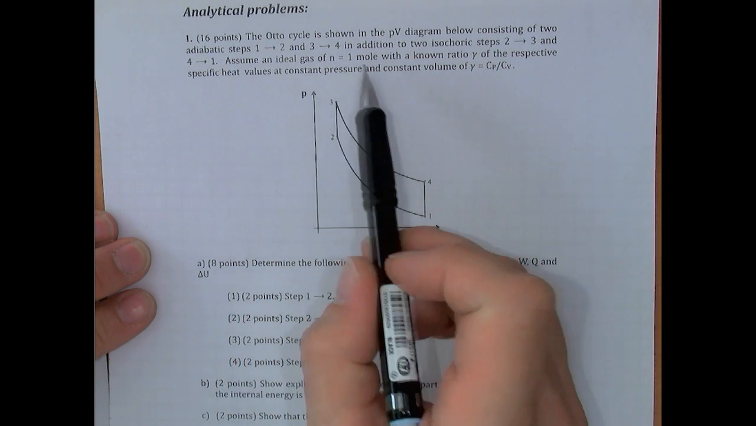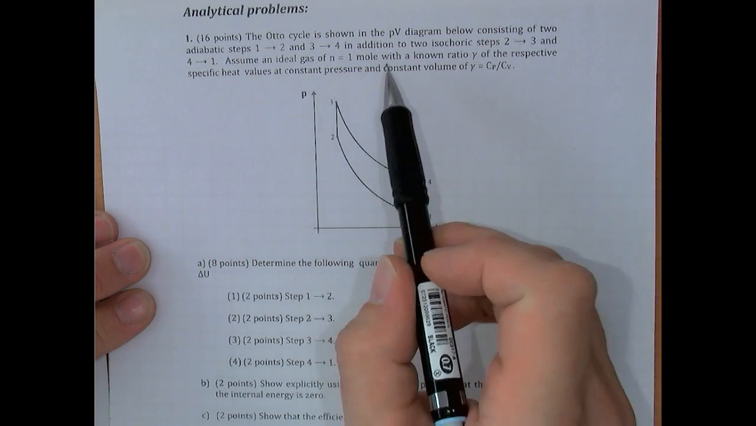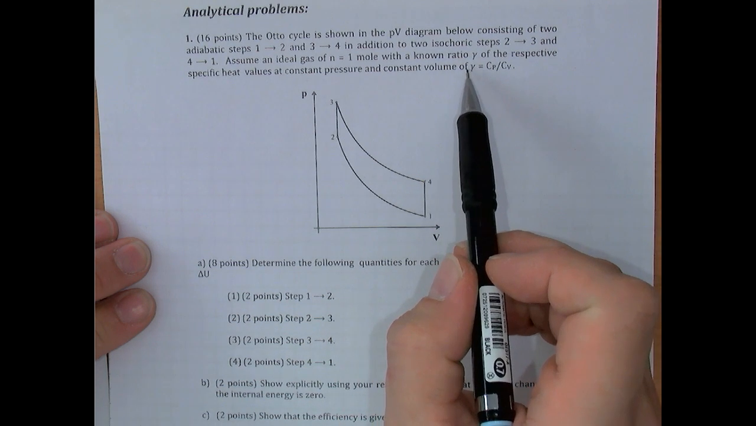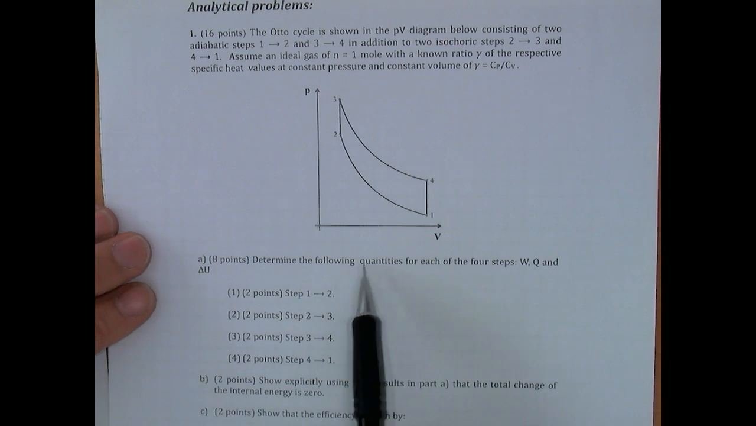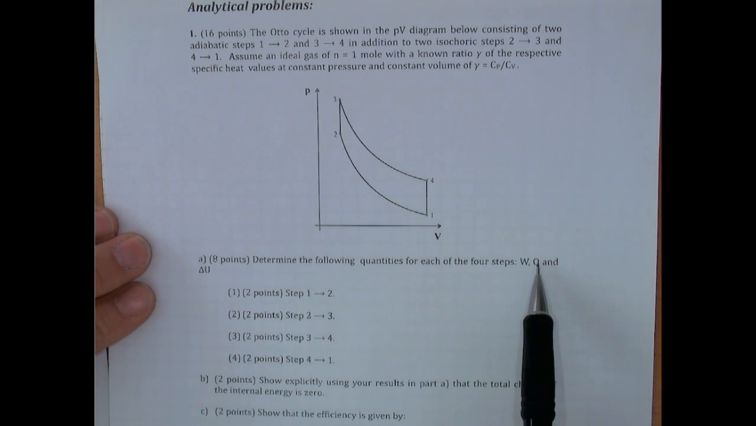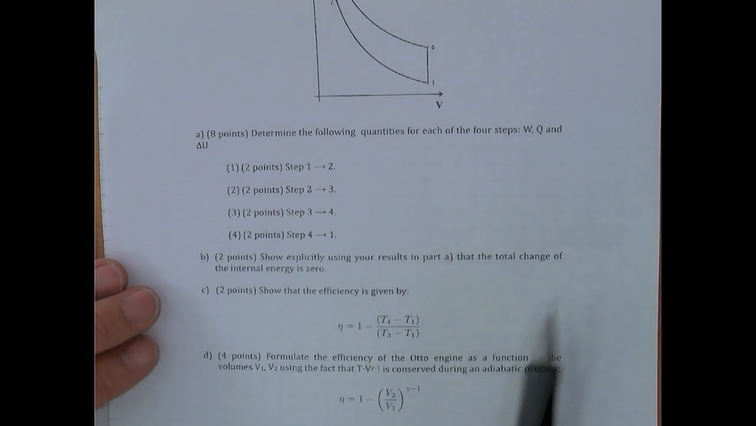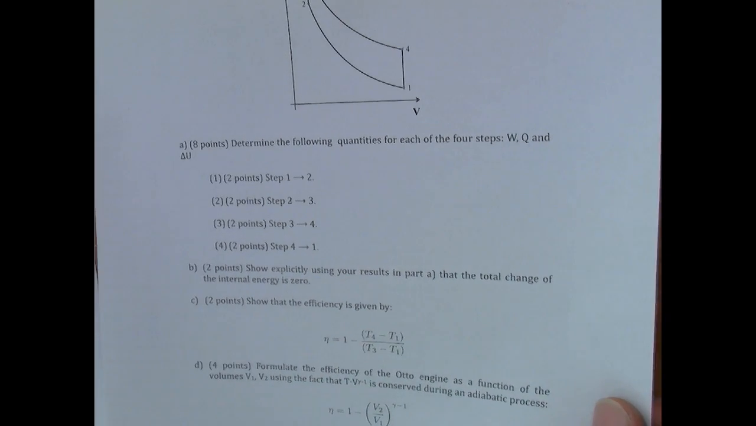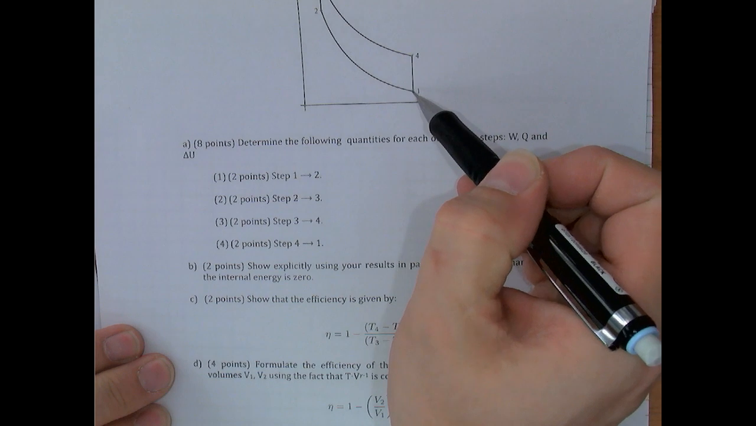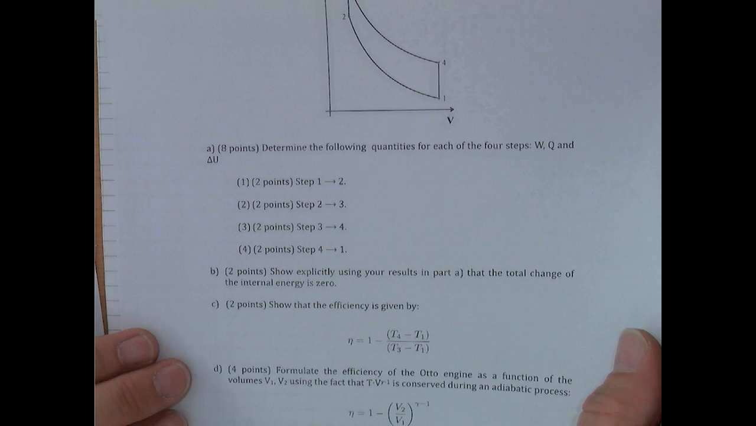Assume an ideal gas of n equals 1 mole with a known ratio gamma of the respective specific heat values at constant pressure and constant volume, gamma equals Cp over Cv. Determine the following quantities for each of the four steps: W, Q, and delta U. So this is in preparation for eventually calculating the efficiency. So let's first go through this. We're starting at step 1 to 2, 2 to 3, 3 to 4, and 4 to 1, quoting work, heat, and the change in internal energy.